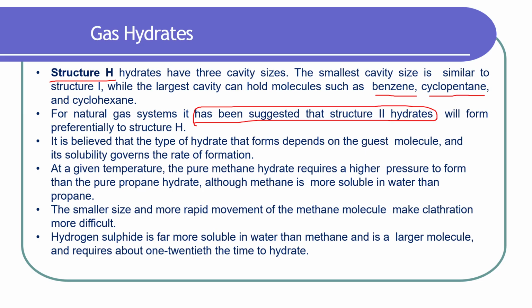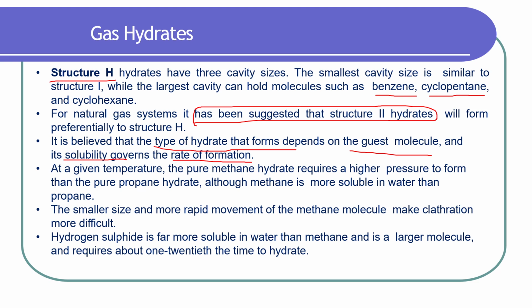And another thing to keep in mind is that the type of the hydrate that forms depends on the guest molecule, and the solubility of the hydrate will govern what we call the rate of formation of the gas hydrate. So here we are talking about 2 different things. The type of hydrate that is going to form is based more on the guest molecule, but the rate of formation will depend on the solubility of that gas hydrate as well.